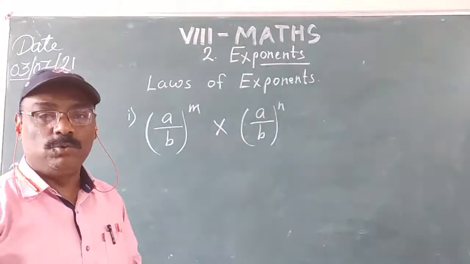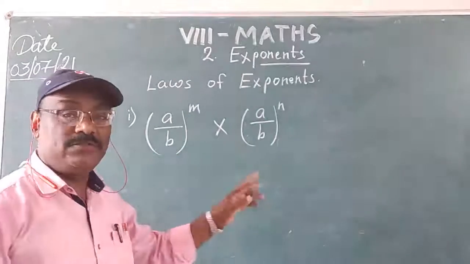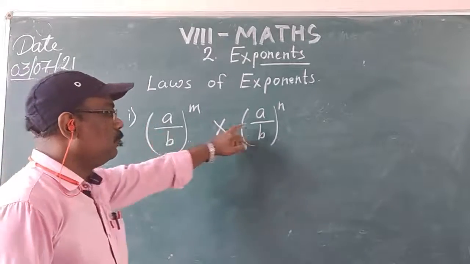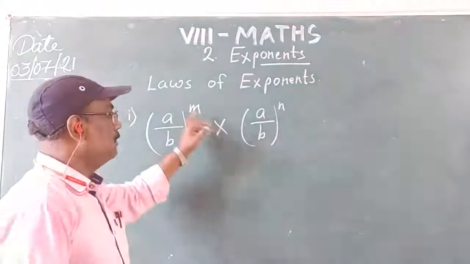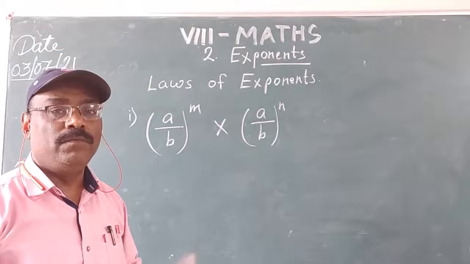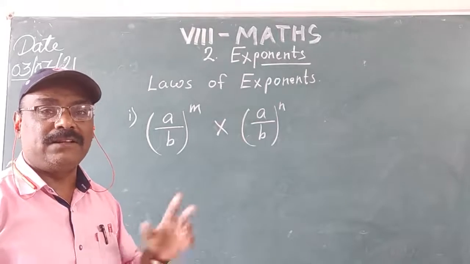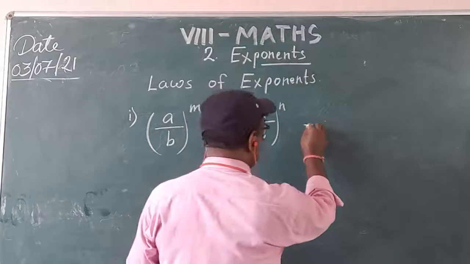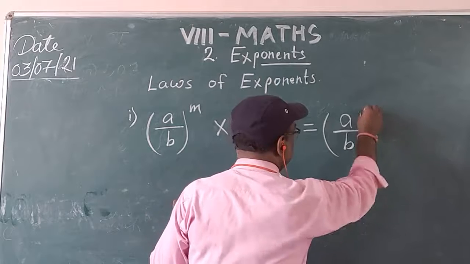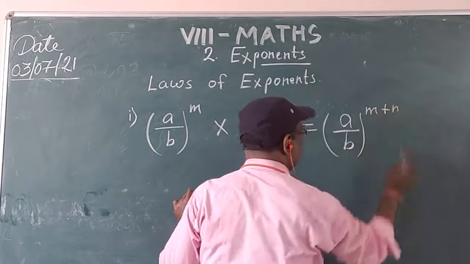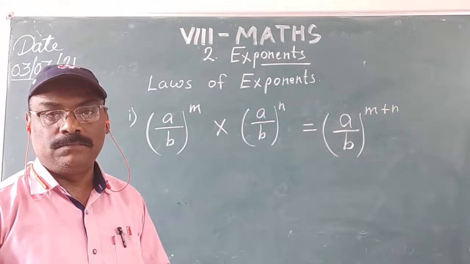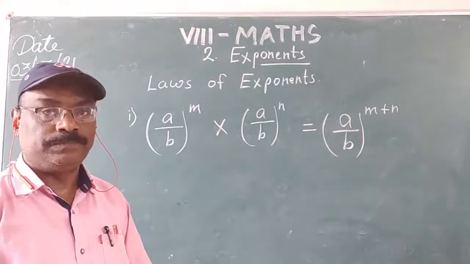The first thing you have to notice is that both the bases should be the same. If you see here, the base is A by B, and here also the base is A by B. Only the powers are different, n and n. So if the bases are the same, we take the common base and add the powers. So this is equal to A by B, the common base, to the power n plus n. The powers will get added. So this is the first law.